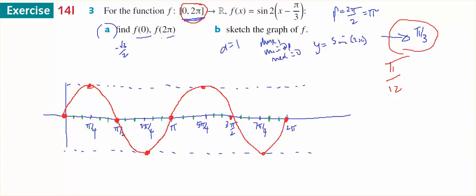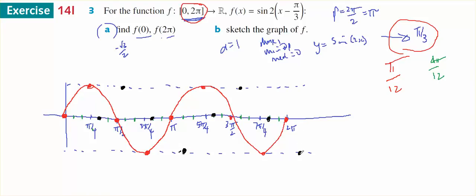Okay, now every point on my original curve gets moved π/3, which is 4π/12, to the right. So this point goes 1, 2, 3, 4 to there. This point goes over to there. This point goes over 1, 2, 3, 4. This point goes over 1, 2, 3, 4. This point goes over 1, 2, 3, 4. And this point goes over 1, 2, 3, 4 and then goes off the scale.